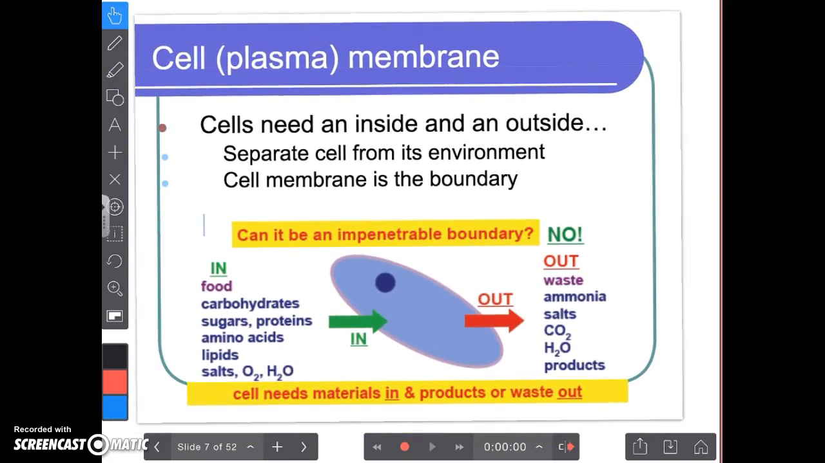Going back to the cell membrane, cells need things inside and out. What it helps to regulate is bringing materials in, all our food, sugars, proteins, materials that we need into the cell, and any waste product we can eventually get rid of.